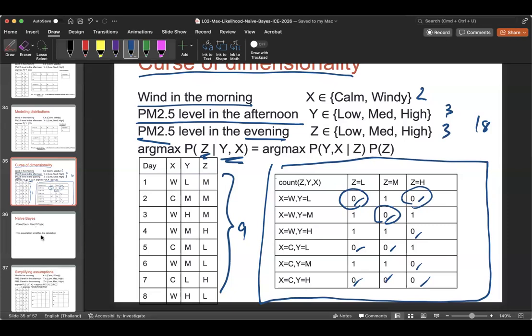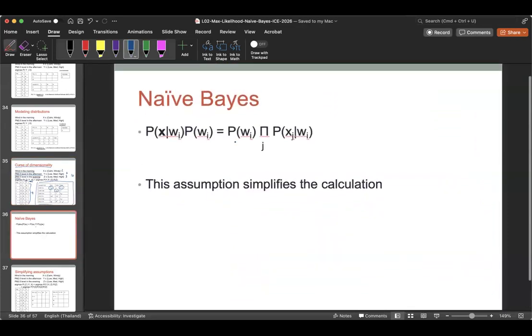So what do I do? What does naive Bayes do? Naive Bayes proposes a solution for this. That is, if my distribution is very high dimensional, especially in the X, in the input data, I'm going to assume that this distribution can be split into a product of smaller pieces.